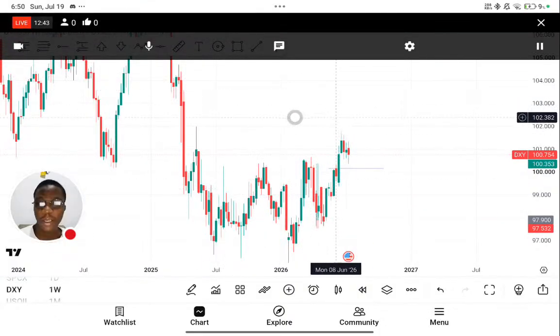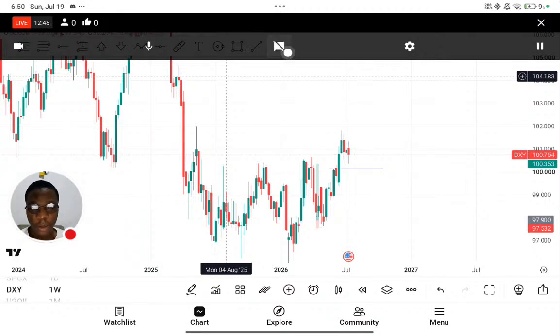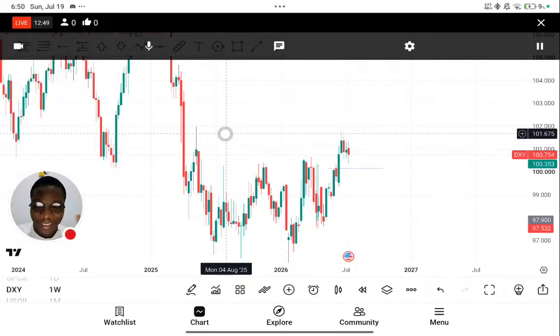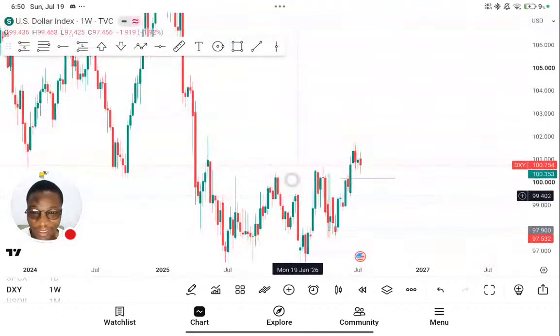I don't have any device to be able to see the comments. I can't see people commenting. But just let me know in the comments.